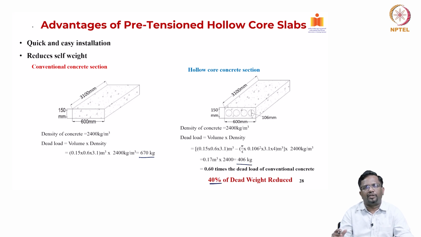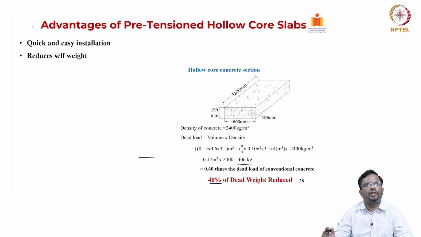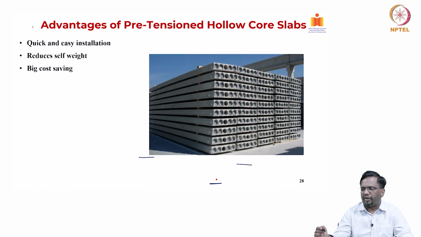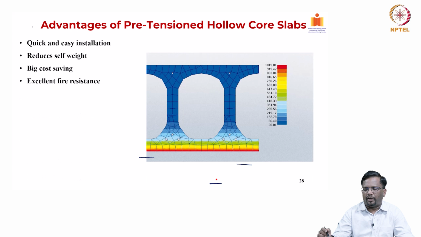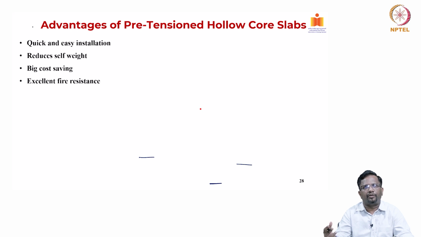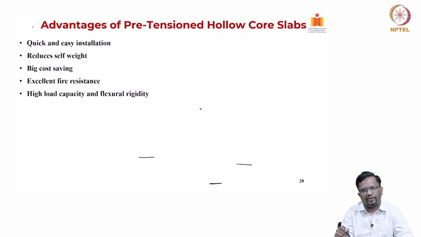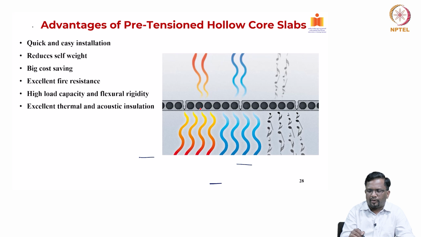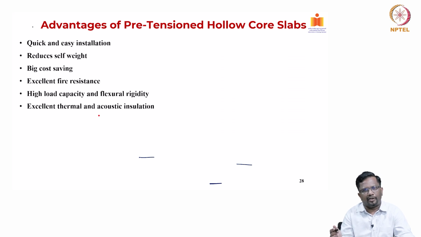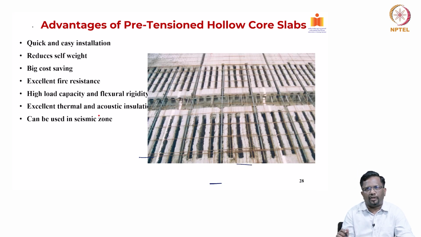So, from a residential construction point of view, reduction in dead weight will lead to very high savings in cost, right. So, the next one is it leads to big cost saving, and then it has excellent fire resistance, because the core will be filled with air, and air is not a good conductor of heat. So, it gives you very good fire resistance, and they are very highly efficient sections for flexure. They offer high load capacity and flexural rigidity, and then they have excellent thermal and acoustic insulation, because again air is a poor conductor, and then it can be used in seismic zones.